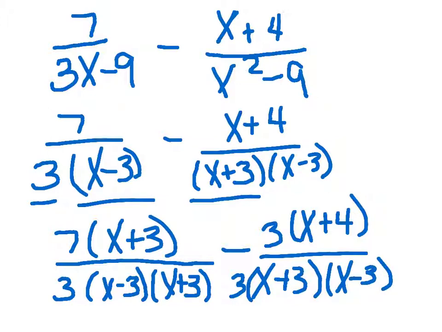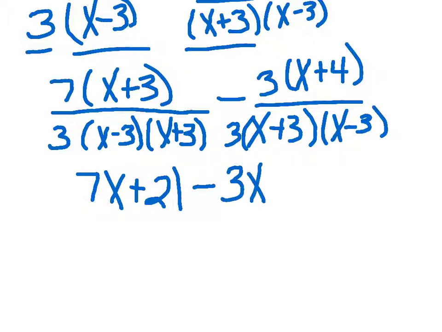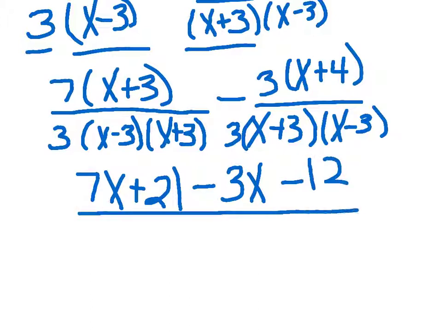Okay, I flipped those signs, but that's okay, because there's still the same factors. Okay, now giving myself some more room. I can multiply it out on top, 7x plus 21. And then remember to use your minus sign when you multiply. So negative 3 times x is minus 3x. Negative 3 times 4 is minus 12. Put over the common denominator.